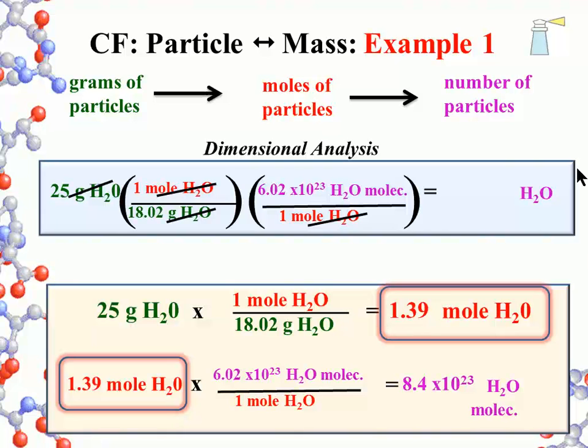And the math is more complex with dimensional analysis. A calculator hint with this math would be to do all the multiplications first, 25 times 6.02 times 10 to the 23rd, and then do all the divisions. Divide by 18.02. Multiplying or dividing by 1 does not change the value, so the ones can be omitted in the calculation. The result should be 8.4 times 10 to the 23rd molecules. Both methods produce the same result, and either way can be used.